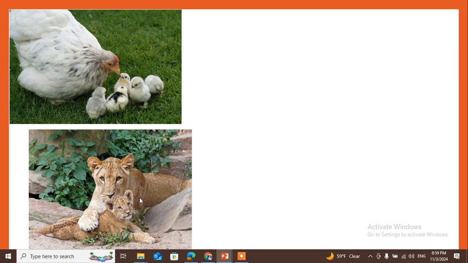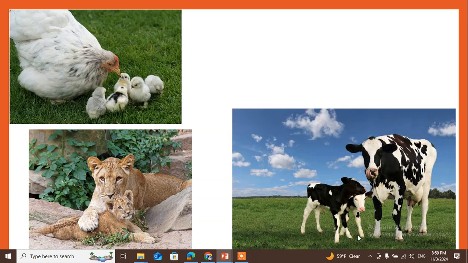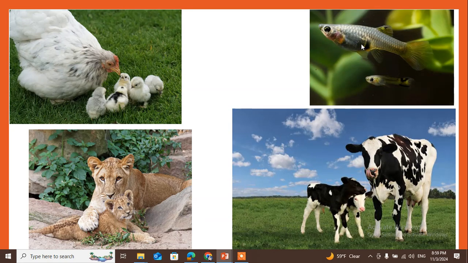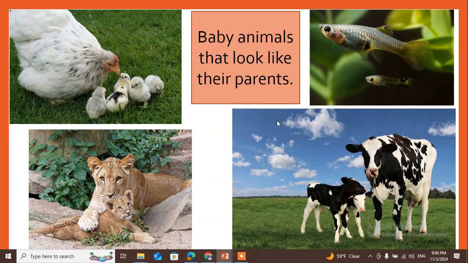Now what about this lioness? This is its baby. They look like each other. They have the same features, right? The same body parts. This is a cow and its babies. They look like each other. And this is a fish and its baby. They look like each other too. So these are baby animals that look like their parents. Birds, mammals, fish, they have babies that look like their parents.